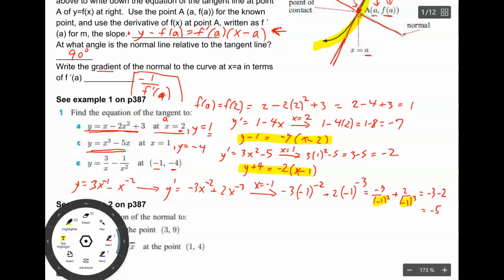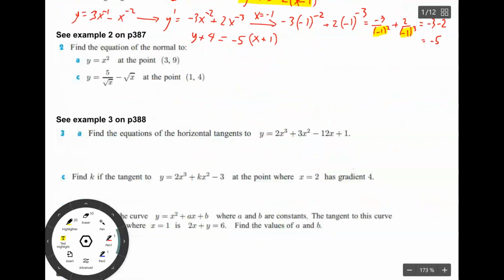And then if we wanted to write the tangent line, we're going to use this equation again. So it's going to be y minus negative 4, so y plus 4 equals negative 5 times x minus negative 1, so x plus 1. Okay, so we use the x and the y coordinate right there provided.